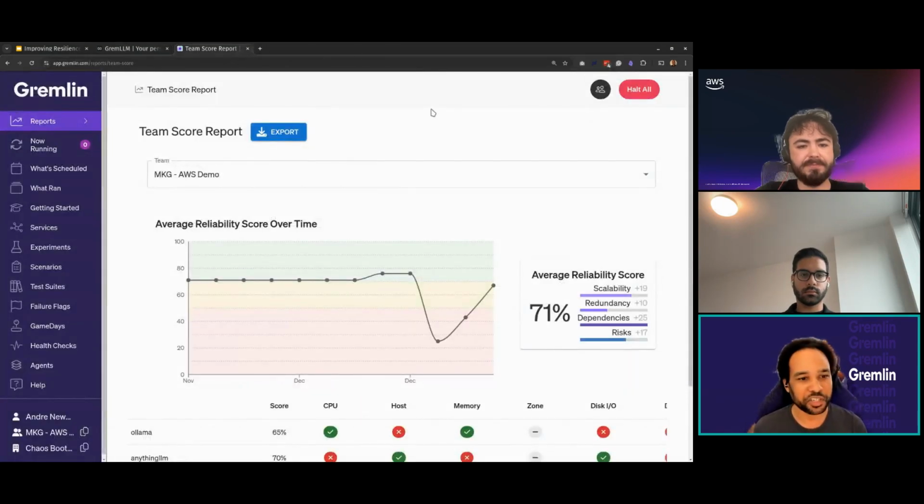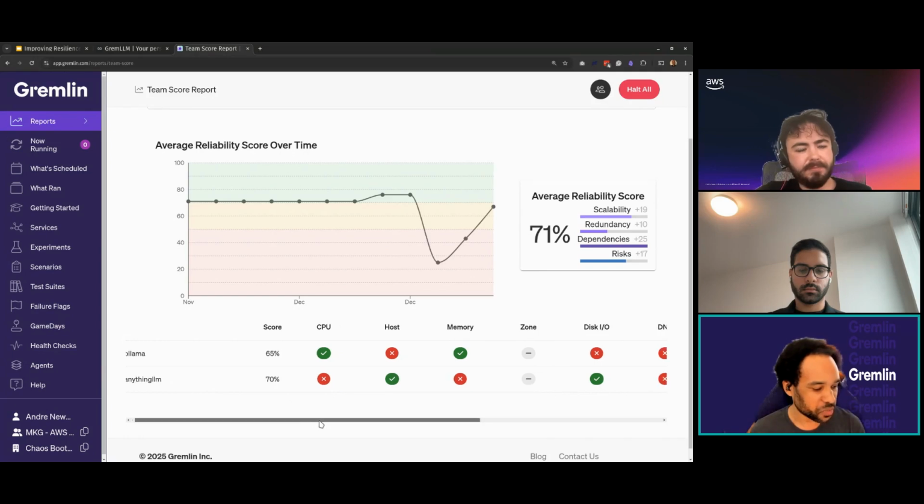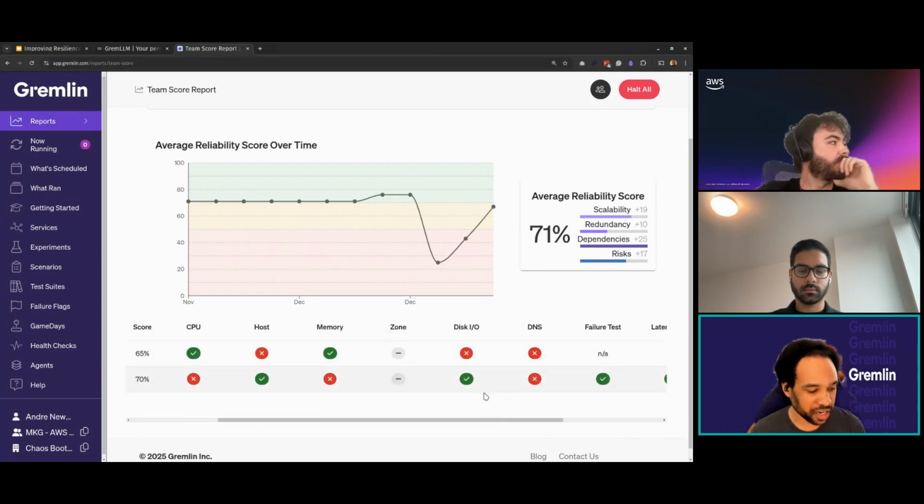The very first thing I want to show you in Gremlin is a report. This is called the team score report. It takes all of the reliability work that your entire engineering team is doing and shows it in one place. We have something called a reliability score, which I'll dive into in a second. But we also have each of our services here, and for each service, we have a list of tests that we've run on it, and again, a reliability score. For each test, we can see whether it's passed or failed or whether it's even been run or not.